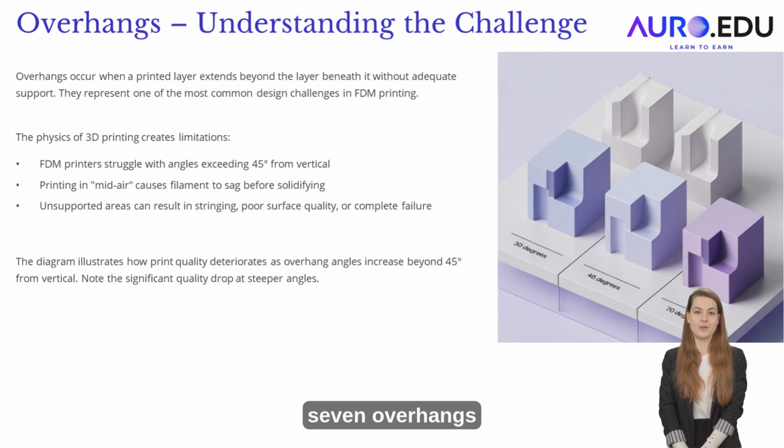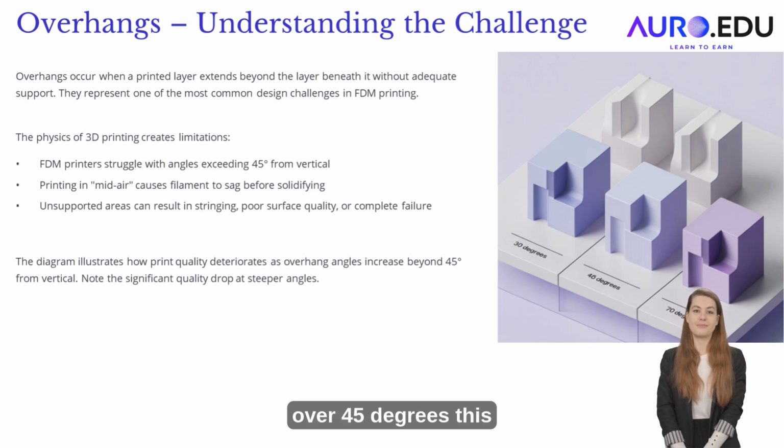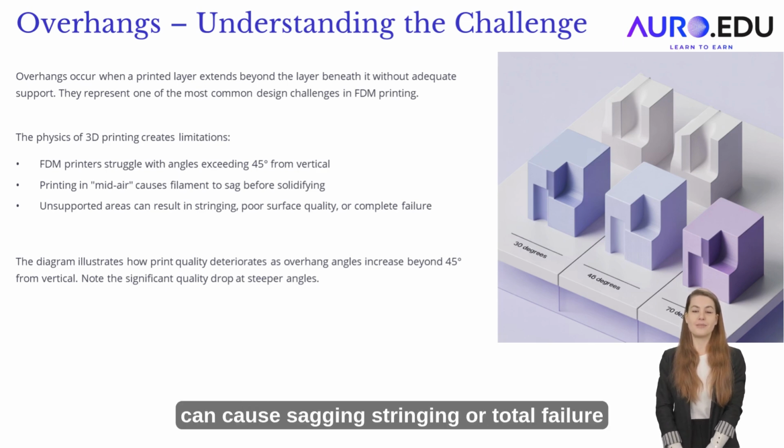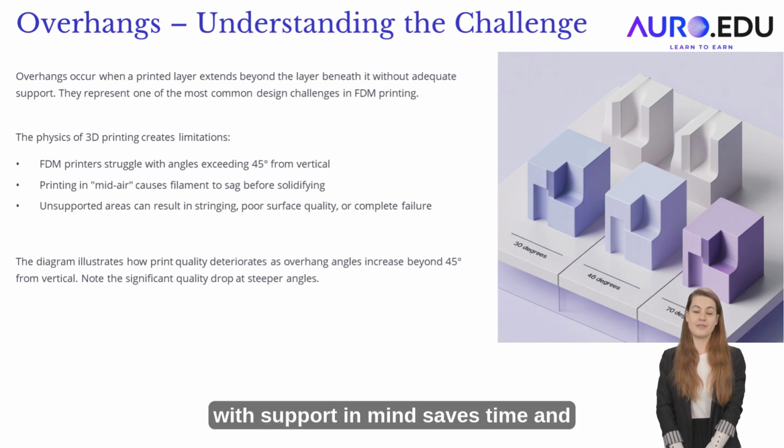7. Overhangs. Understanding the challenge. Overhangs occur when the printer tries to print in mid-air without enough support. FDM printers struggle with angles over 45 degrees. This can cause sagging, stringing, or total failure. Designing with support in mind saves time and improves surface quality.